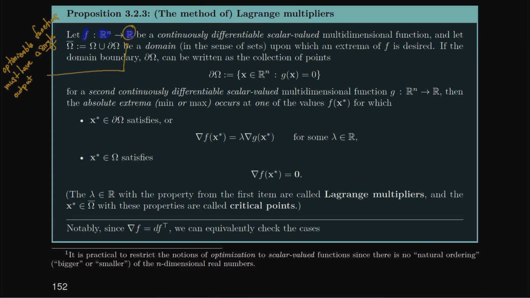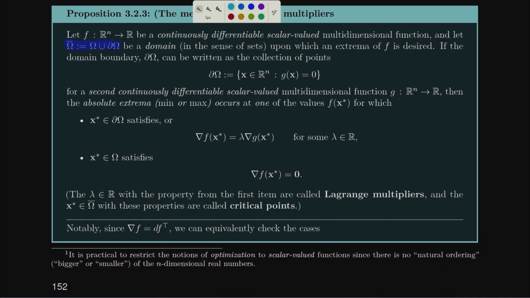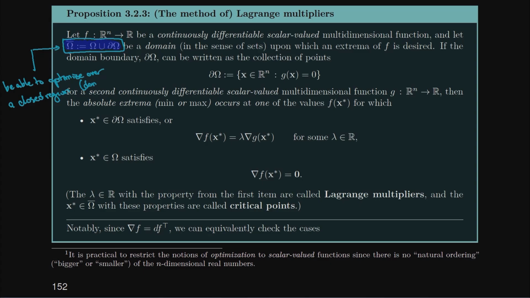But suppose we would like to optimize that function f over a specific region. And the region still has to be closed here, meaning that it consists of a domain along with its boundary. This is the equivalent of optimizing functions over closed intervals in one dimension. We just need to make sure we include the boundary.